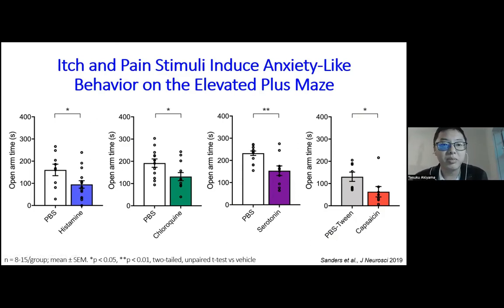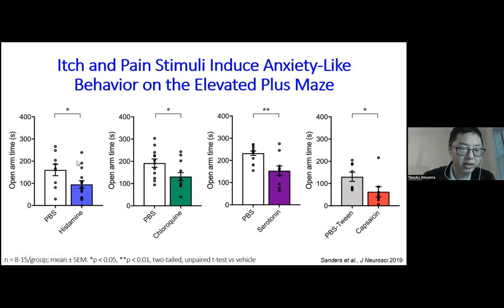Then, using the elevated plus maze, we try to evaluate the anxiety level after getting the itch. First, we inject the itch-inducing chemical into the mouse's back, and then we place the mice in the elevated plus maze. We record for 10 minutes, and then we measure how much time the mouse spends in the open arm.